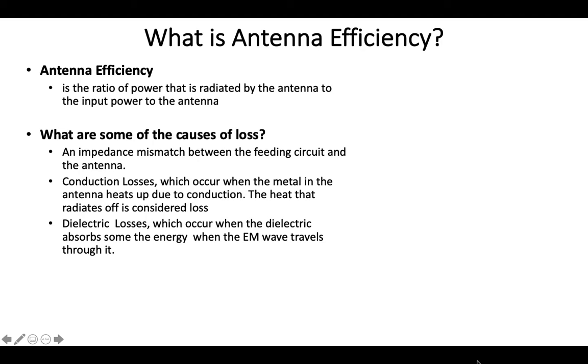So antenna efficiency is just the ratio of power that is radiated by the antenna to the input to the antenna, and so it accounts for losses. Some of the losses are the impedance mismatch that I just talked about, and the conduction loss from the metal heating up due to conduction. So heat radiates off and you get loss. You also get dielectric loss, which is when the dielectric absorbs some energy when the EM wave travels through it.